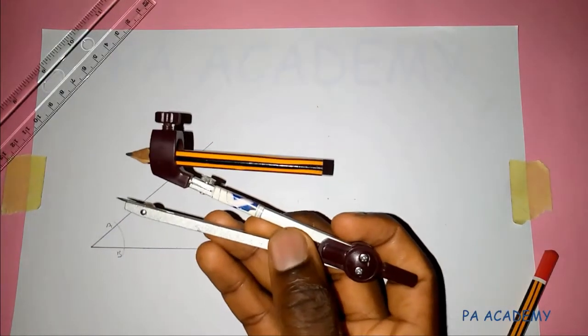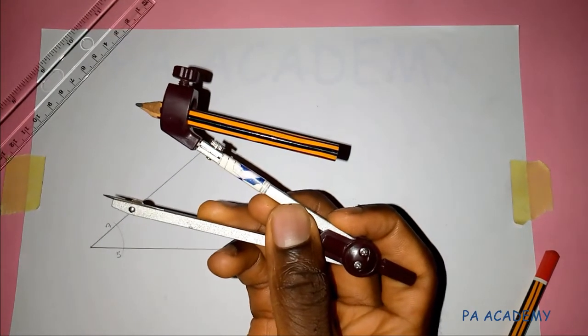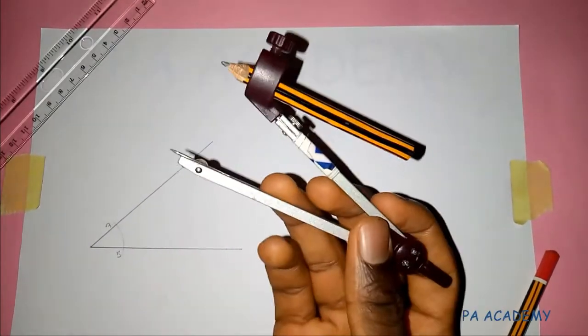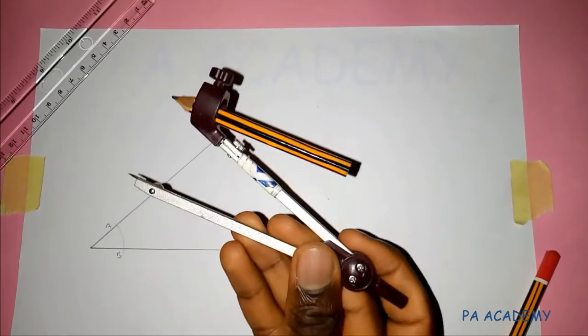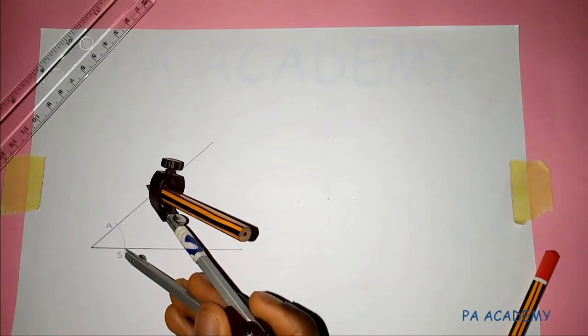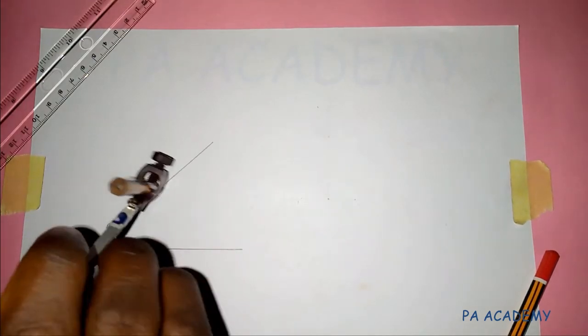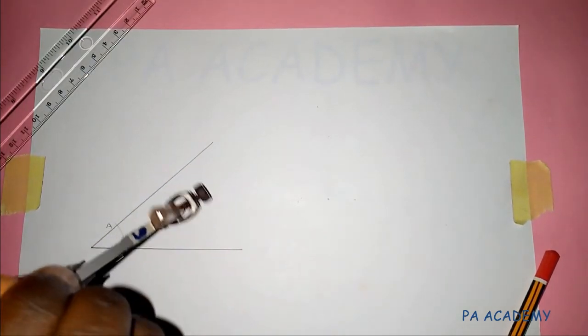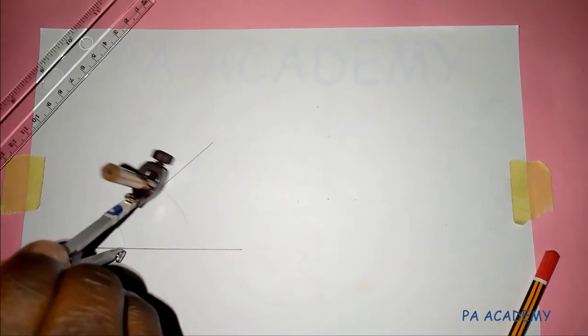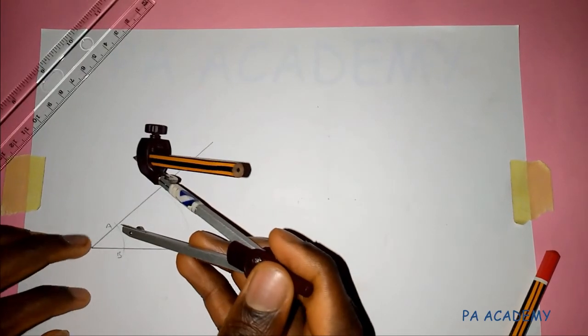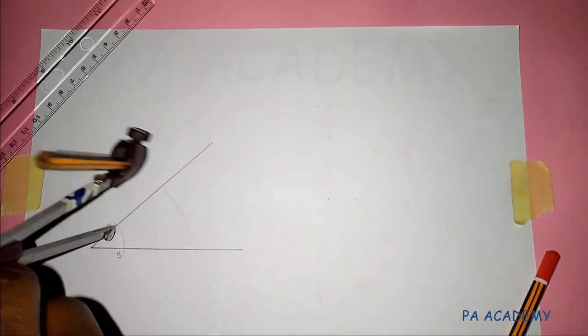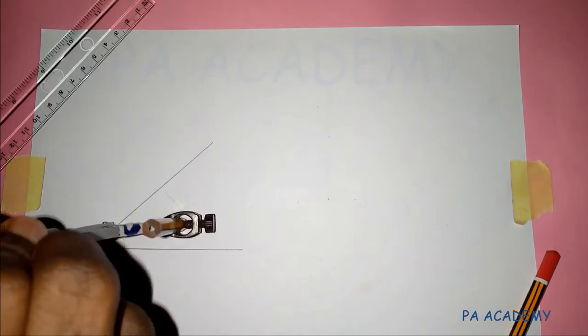So with your compass again, you can decide to just increase the length a little. Just make sure it's something convenient depending on the size of the angle. But now with this length, I'll put it on point B. From point B, I'll draw an arc with the same length. With the same length, I'll also go to point A and also draw an arc.